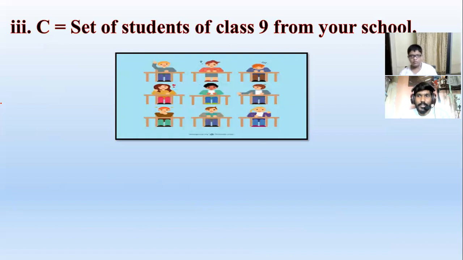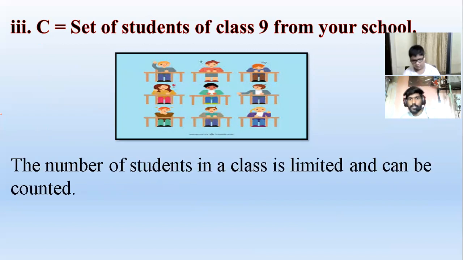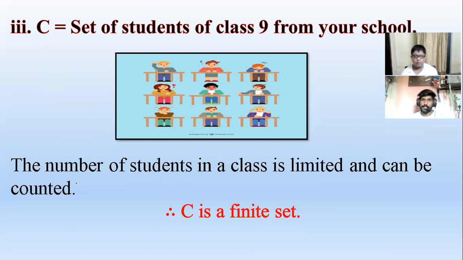Finite. So in your class of standard 9, there are limited students only. They are countable. You can count them. So the number of students in a class is limited and it can be counted. So therefore, C is the finite set. Okay, write this statement.